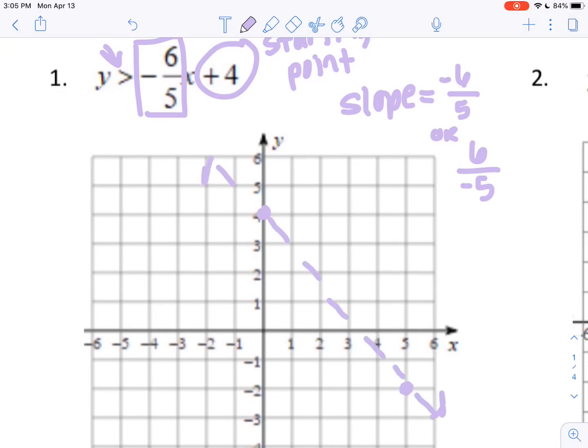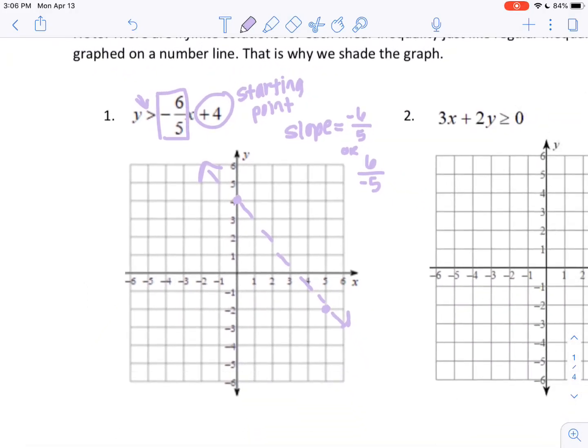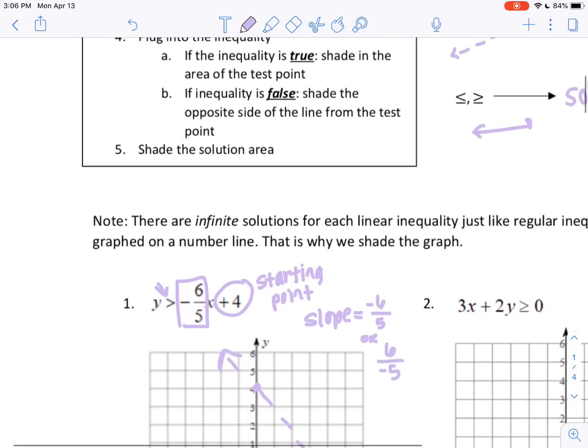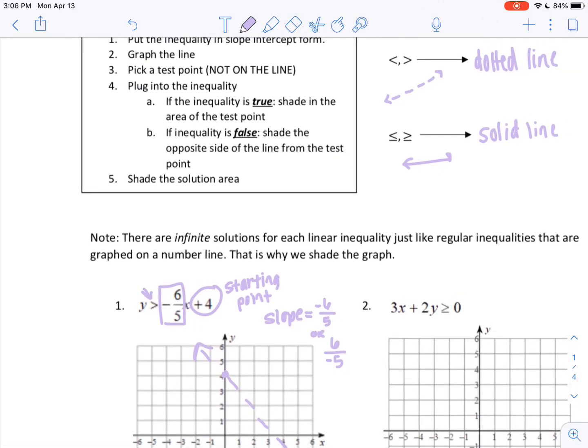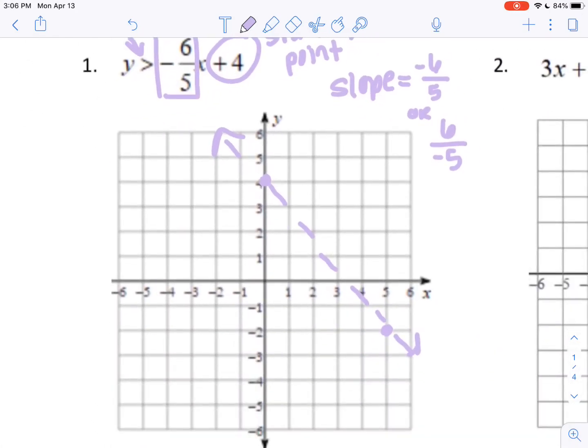Make sure you're extending your line all the way through. It's super important with linear inequalities because we're going to be shading where the solutions are. Okay, so to know where my solutions are, I'm going to pick a test point. Okay, so in our directions it says pick a test point that's not on the line. It's very important that you're picking a point that isn't on your line that you graphed. Okay, so if it's not going through the origin, I always like to pick the origin as my test point.